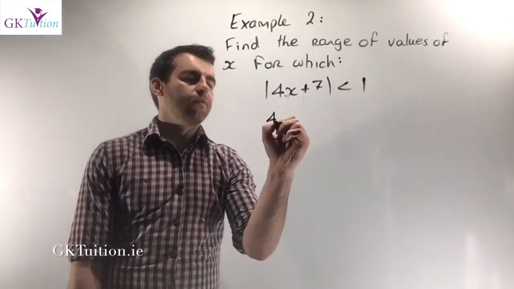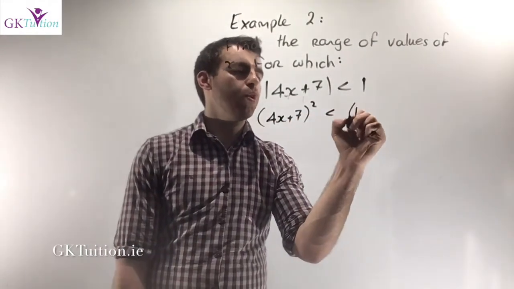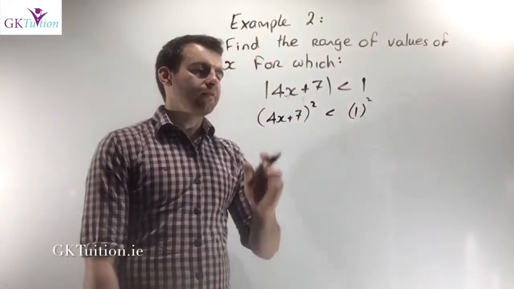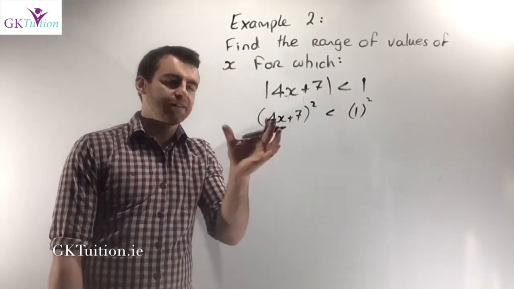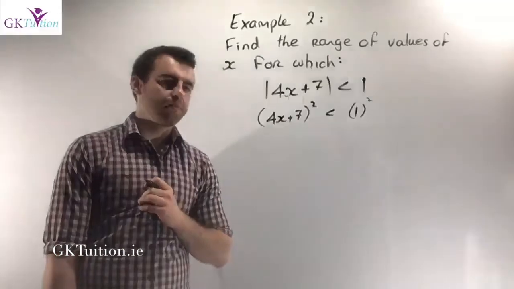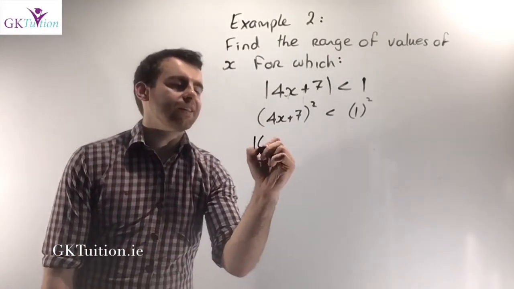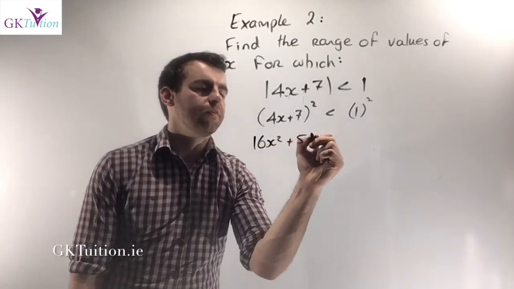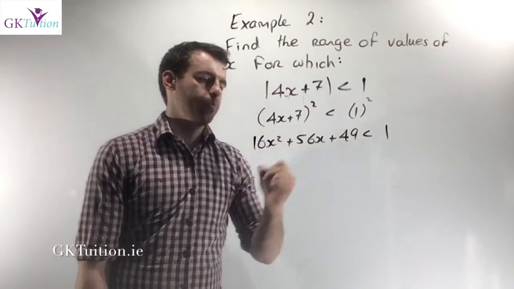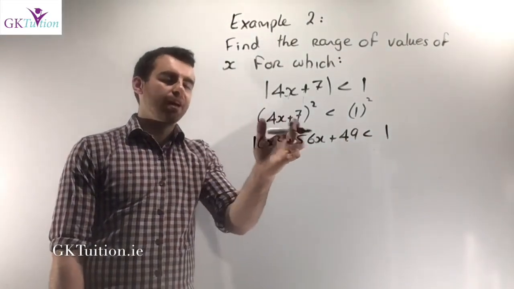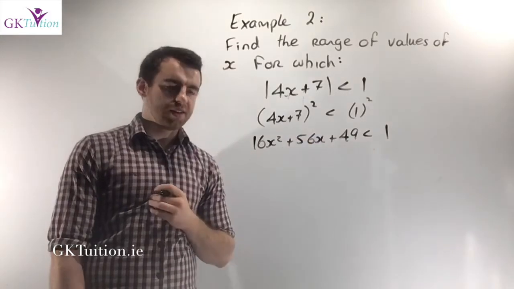I can now say that (4x + 7)² is less than 1². You have to square the left and square the right, and I can more or less just ignore the fact that there were modulus signs at the start. If you multiply 4x + 7 by 4x + 7, you're going to get 16x² + 56x + 49 is less than 1. Obviously, you have to multiply that out, 4x + 7 by 4x + 7. You should drag it out, and you should make sure you get to here.